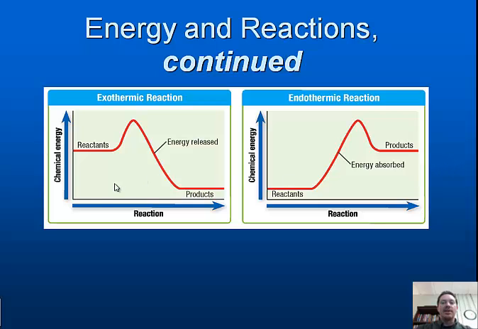And what we've got here is just a couple of graphs of what the energy input to output looks like. So for an exothermic reaction, there's a lot more energy released. Endothermic reaction, there's a lot more energy absorbed in order to form the products.